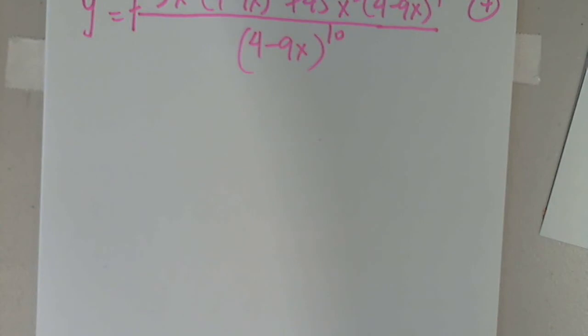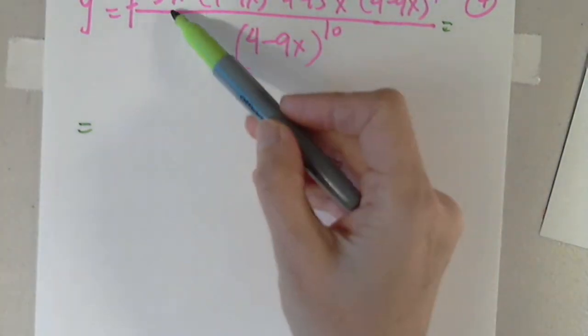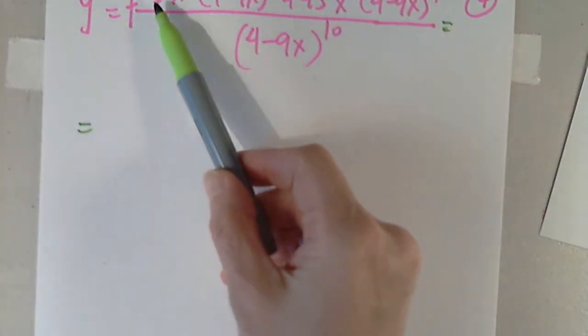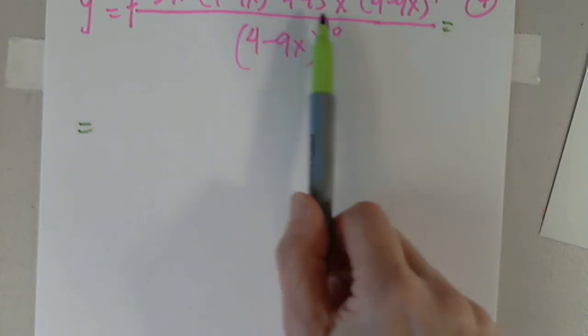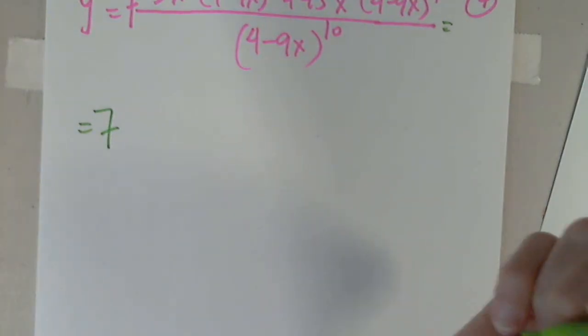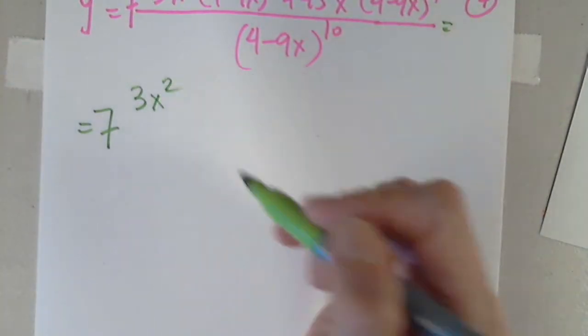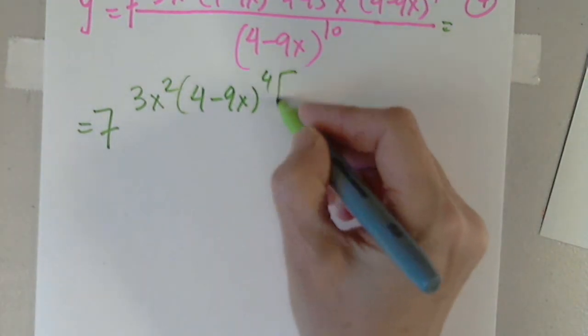Okay, here's what I notice in the numerator. I notice that x squared is a common factor. I notice that 3 is a common factor. And I notice that 4 minus 9x to the 4th power is a common factor. 7 is still patient. 3x squared. And 4 minus 9x to the 4th power.